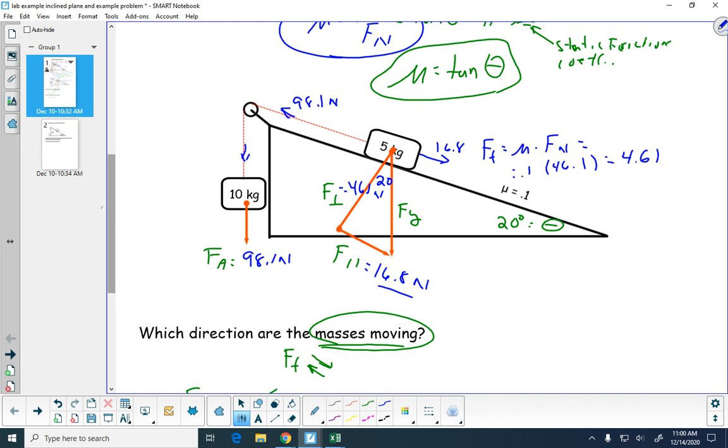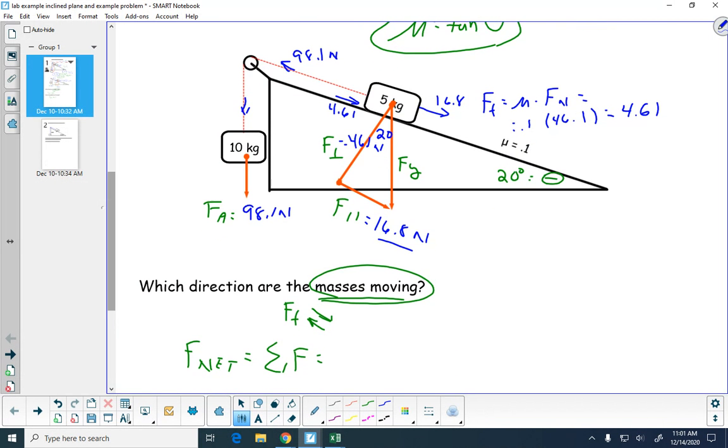Now the force of friction, which direction is the force of friction going to go? Is it going to go down the plane or up the plane? Down the plane. Because we have to resist the motion. The motion is going up the plane, you said, so we are resisting that. So we have 98.1 newtons going upwards, but then we have 16.8 newtons going downwards, which is in the opposite direction. Now, once again, what I suggest you do is whatever your motion is, make that your positive direction. It'll make it easier if you always make that the positive direction. So we have a negative 4.61 newtons going downwards and a negative 16.8 newtons also going downwards.